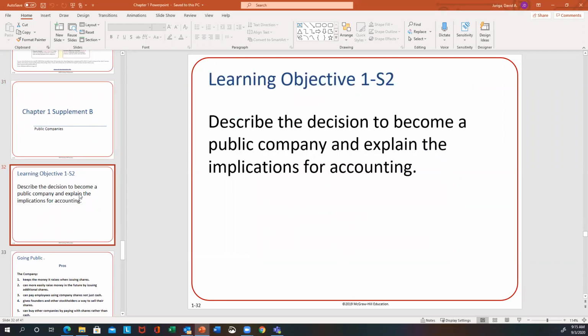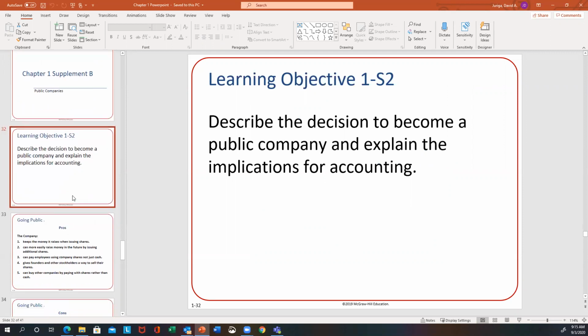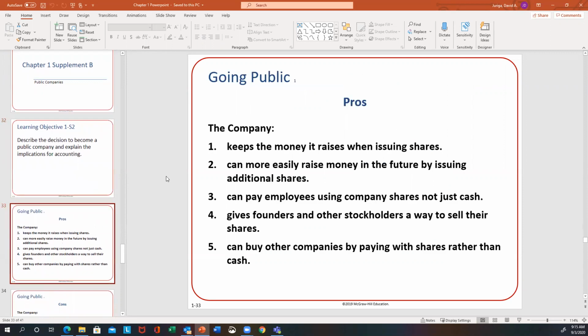All right, public companies. There's a couple slides I'll comment about, why companies do go public and the implications for accounting, and a lot of it has to do with regulation. But mostly what happens is if a company goes public, meaning they can sell stock, notice it says they keep the money it raises when it issues shares. So it's a good way to generate some money. They call it capital. And by selling future shares of stock, you can get more cash in the business. And of course, if you have more cash, then you can help grow your business.